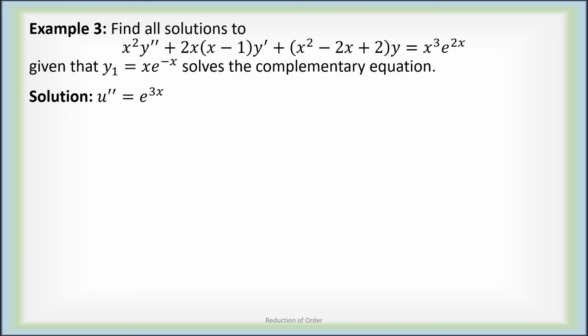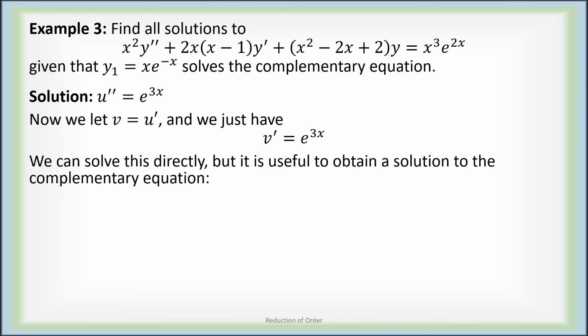So now we have u double prime is e to the 3x. We're trying to find a u that solves this, and honestly, it's not terribly difficult to just think about it for a minute and come up with a solution, but let's follow the same technique we've been doing. So we let v be u prime. So u double prime is just v prime. So we have v prime equals e to the 3x. We can solve this directly, but we're going to follow the same technique we've been doing.